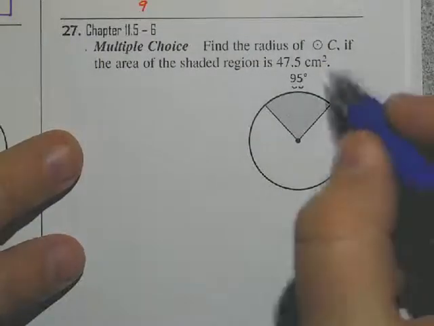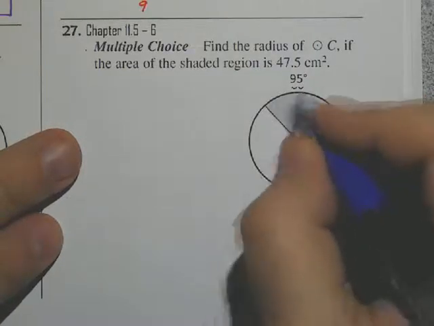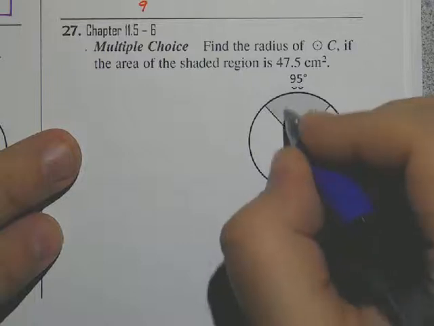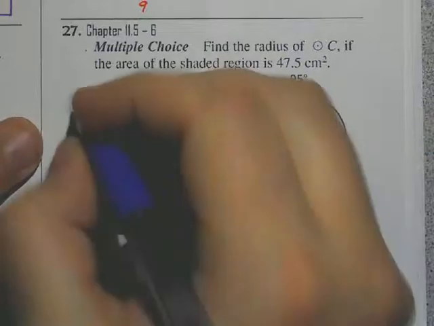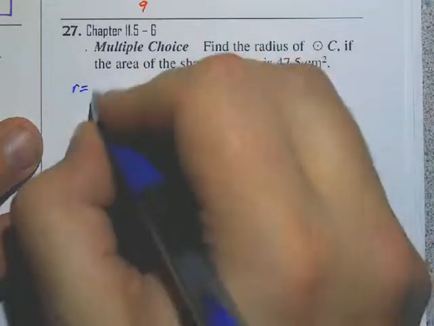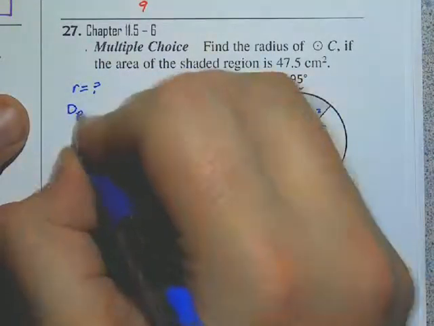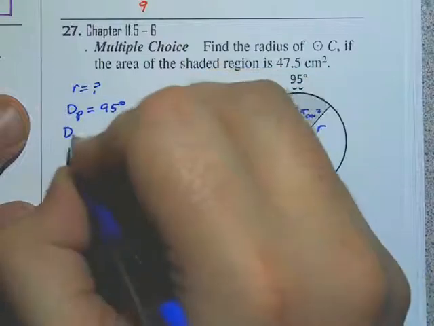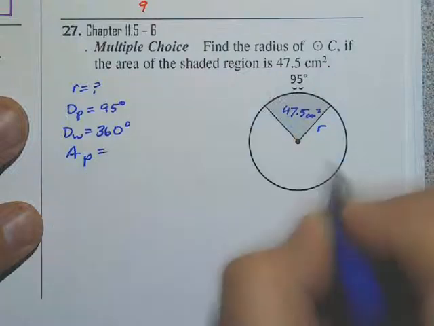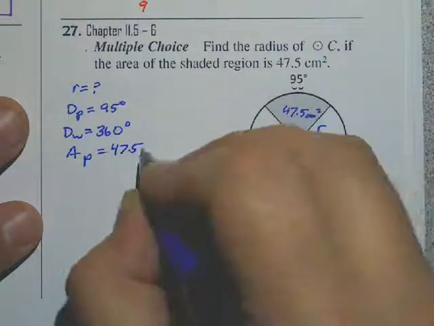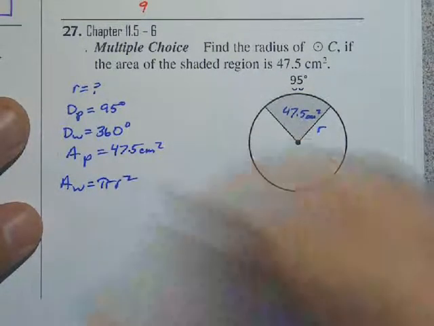Okay, find the radius. So I'm looking for r here. And it looks like I've got a partial area, right? This is 95 degrees, and this is 47.5 centimeters squared area in here. So if I've got r as the thing I'm looking for, I've got my degrees part, 95. My degrees whole is 360. My area part, well, that's what they gave me, 47.5 centimeters squared. And my area whole, well, that's unknown, but I do know it's pi r squared.